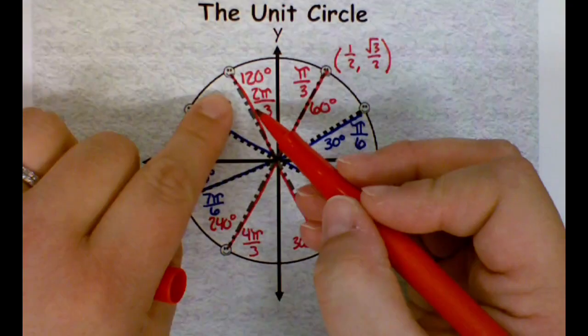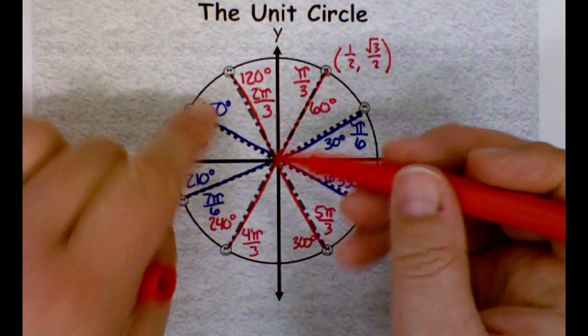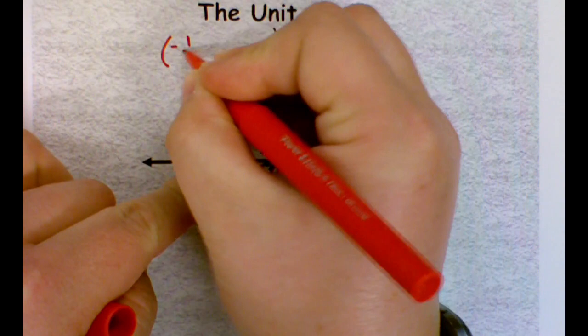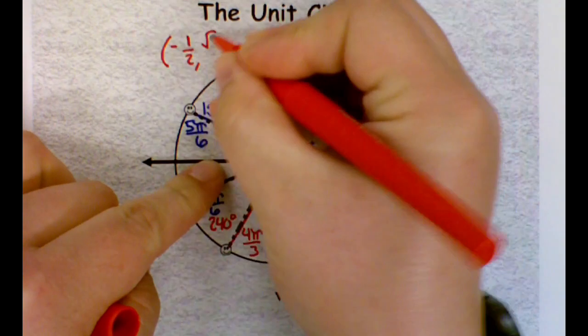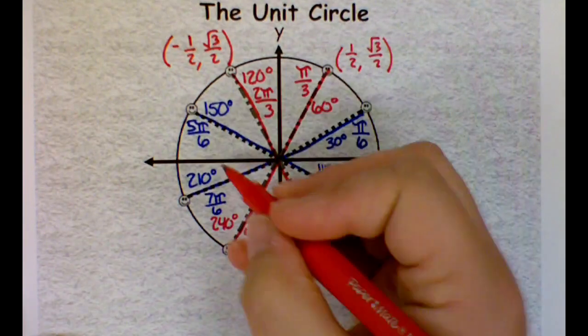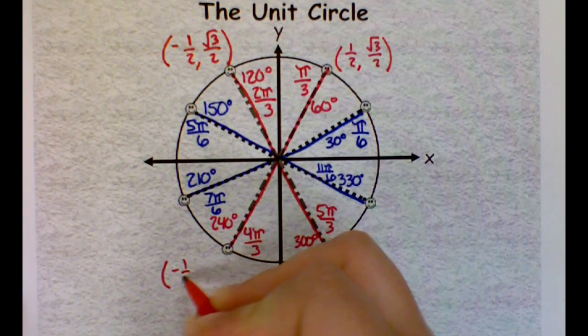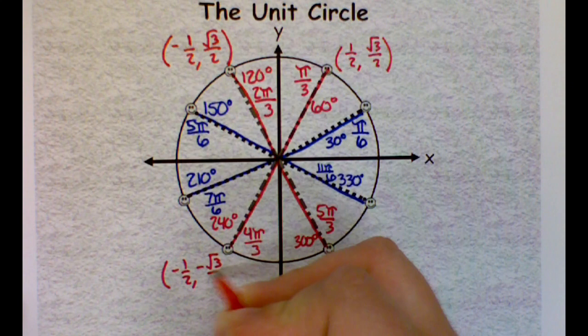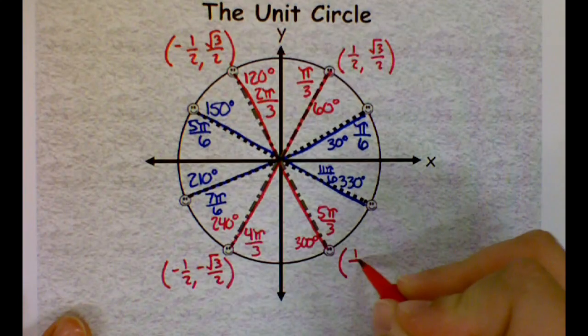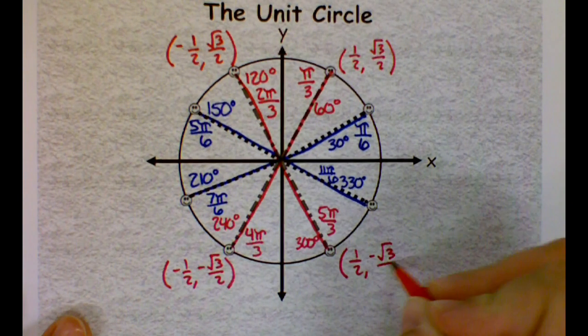Which means 2 pi over 3, this is why we're color coding them, right? We go over and up the same amounts, except that we go left, so it's negative 1/2, positive square root of 3 over 2. For 4 pi over 3, we go negative, negative, so negative 1/2, negative square root of 3 over 2. For 5 pi over 3, it is positive, negative, so 1/2, and negative square root of 3 over 2.